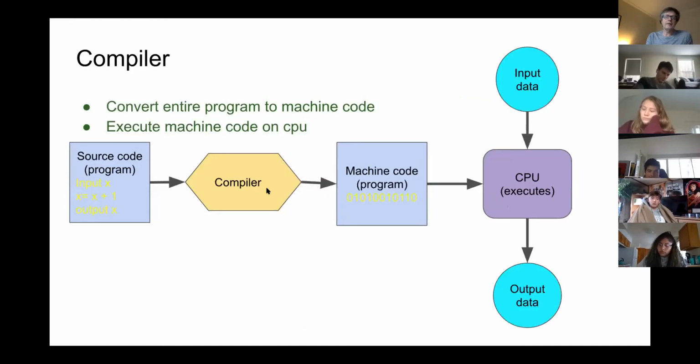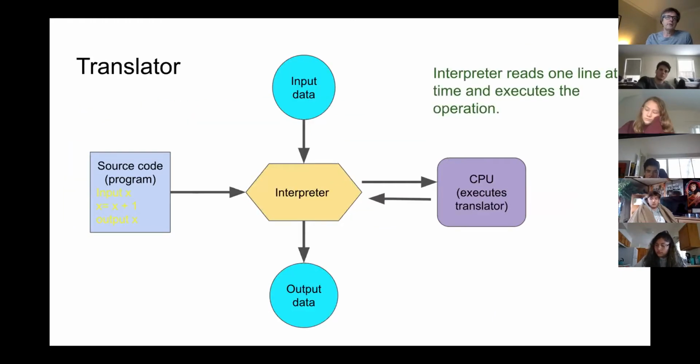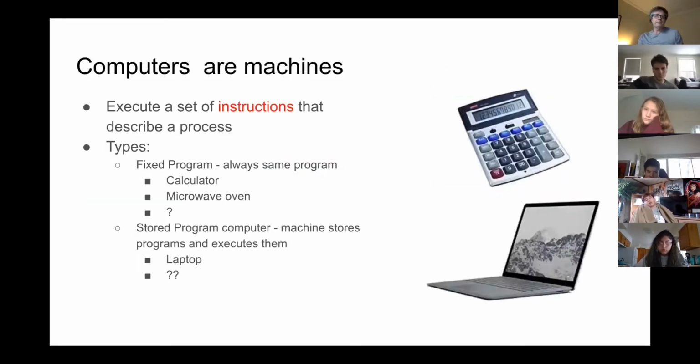Now, it turns out that compilers generally, programs written in a compiled language, generally run faster because they don't have to be interpreted every time you run it. They can just run in the native language of the computer. Whereas when you run with an interpreter, you have to figure out what the program wants every time you run it. And so it's slower.